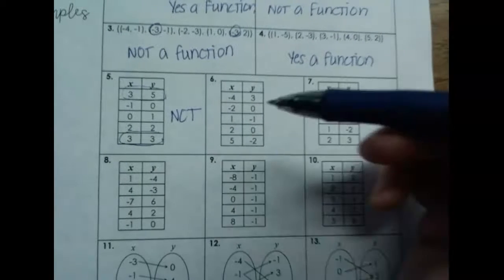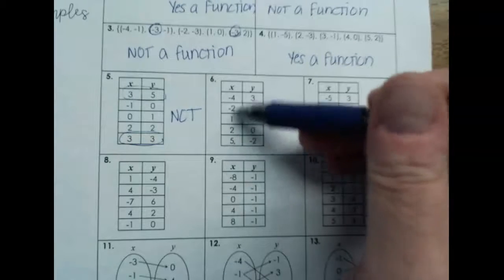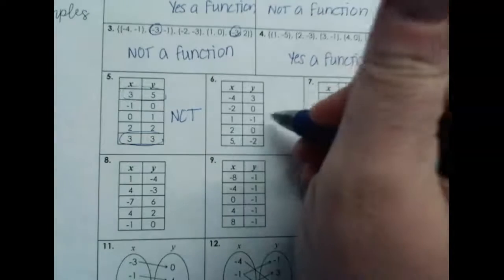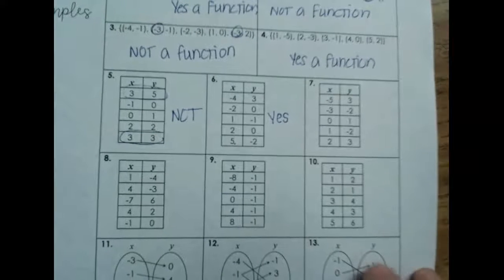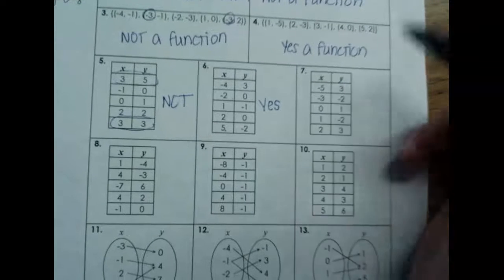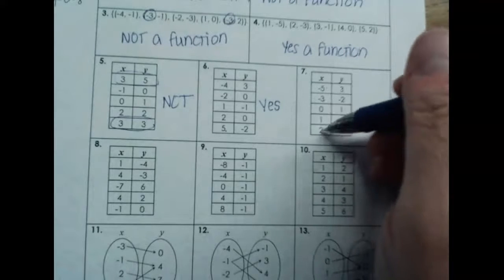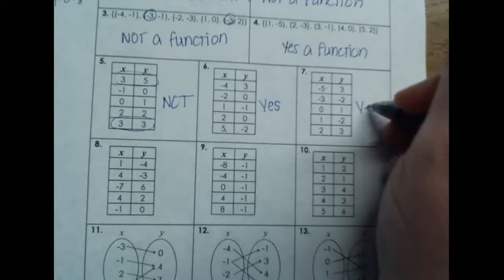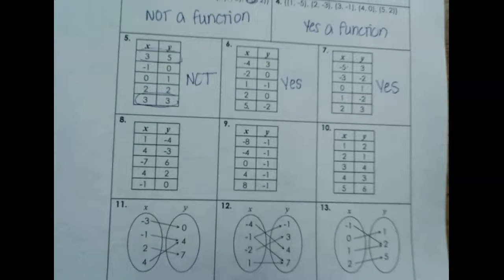Let's look at number 6, -4, -2, 1, 2, 5. We're okay there. None of those x values repeated, so we'll say yes, this is a function. Number 7, -5, -3, 0, 1, 2. None of those x's repeat. We're going to say yes, it's a function. What I'd like you to do is pause the video and try 8, 9, and 10 on your own, and let's see how you did.